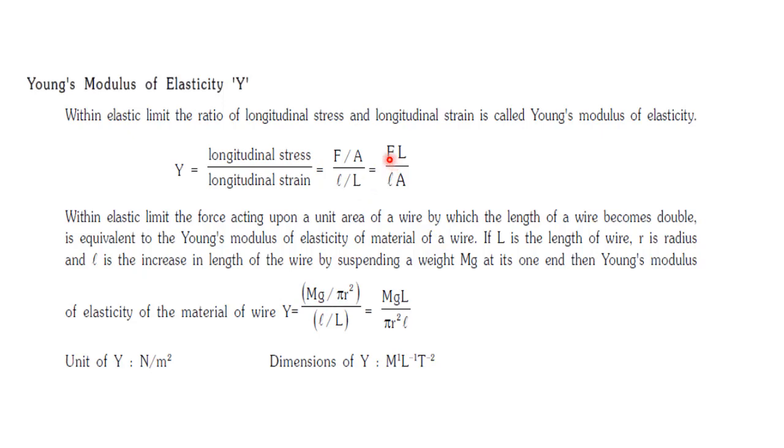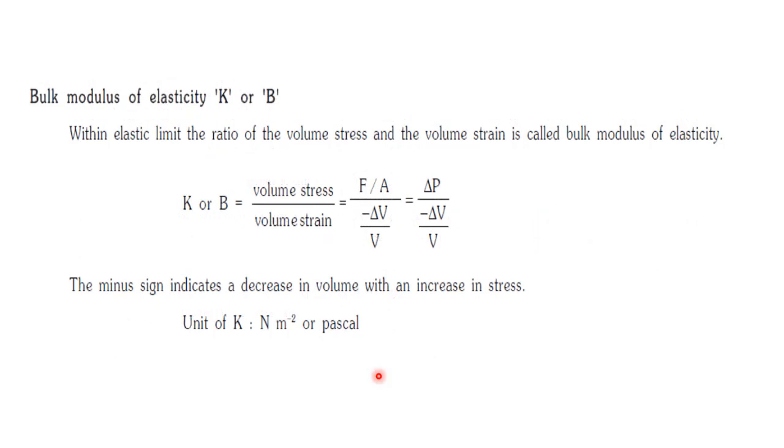So from the definition we get force into L divided by A into l. We can write this in terms of weight as mg L by pi r square l. So this is the formula for Young's modulus of the wire, and this is the definition of Young's modulus in terms of longitudinal stress by strain. The unit of Young's modulus in SI is Newton per meter square, and the dimension is M L^-1 T^-2.